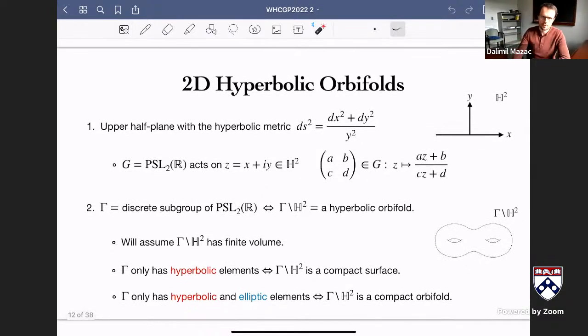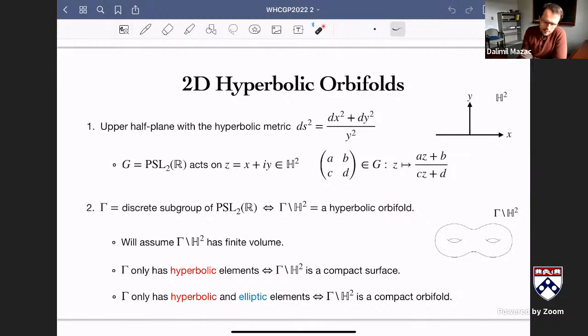Okay, so here, just a quick overview of 2D hyperbolic manifolds or orbifolds. So here we start with the upper half plane with hyperbolic metric, (dx² + dy²)/y², and G, which is SO(1,2), is also known as PSL(2,R). It acts on the upper half plane by Möbius transformations. So (a b; c d) is in PSL(2,R), and it acts as such. And these are isometries of the upper half plane.